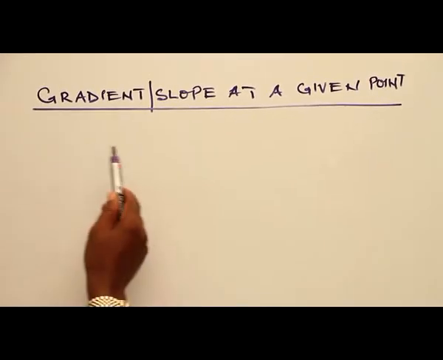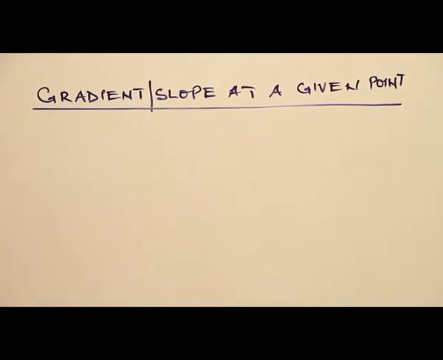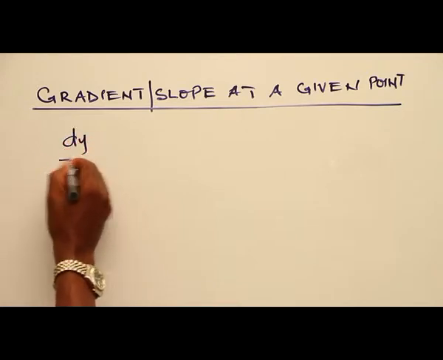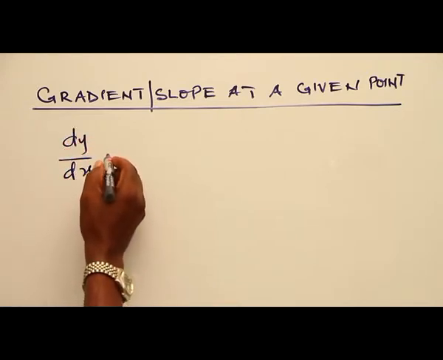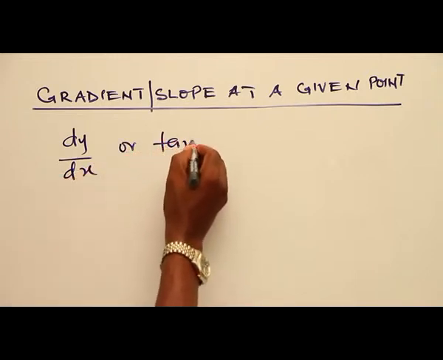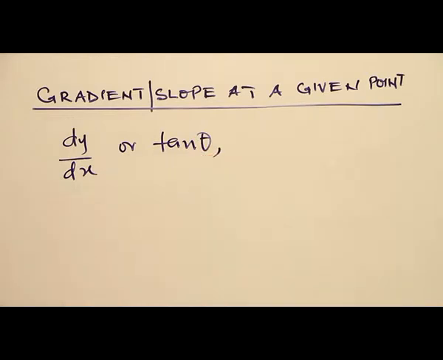We now look at gradient or slope at a given point. Gradient or slope are synonymous. When you talk about gradient, you are also talking about slope. In differentiation, gradient is represented by dy all over dx, or by tan theta, where theta is the angle of inclination with the horizontal.